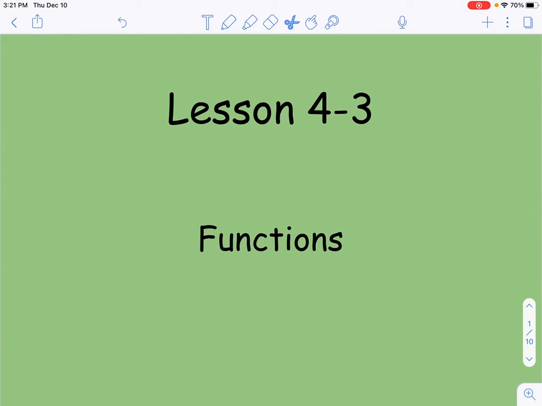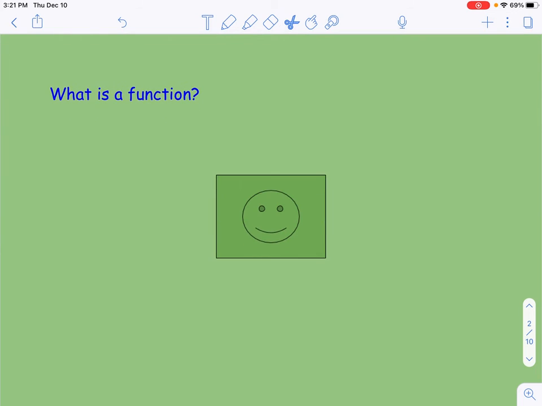So the whole idea behind a function is that a function does something, right? You can almost think of a function as a math machine. Something goes in, you do something to it, and then something comes out. That's what a function is in a nutshell. So in this video, we're just going to quickly talk about what it is and introduce it to you.